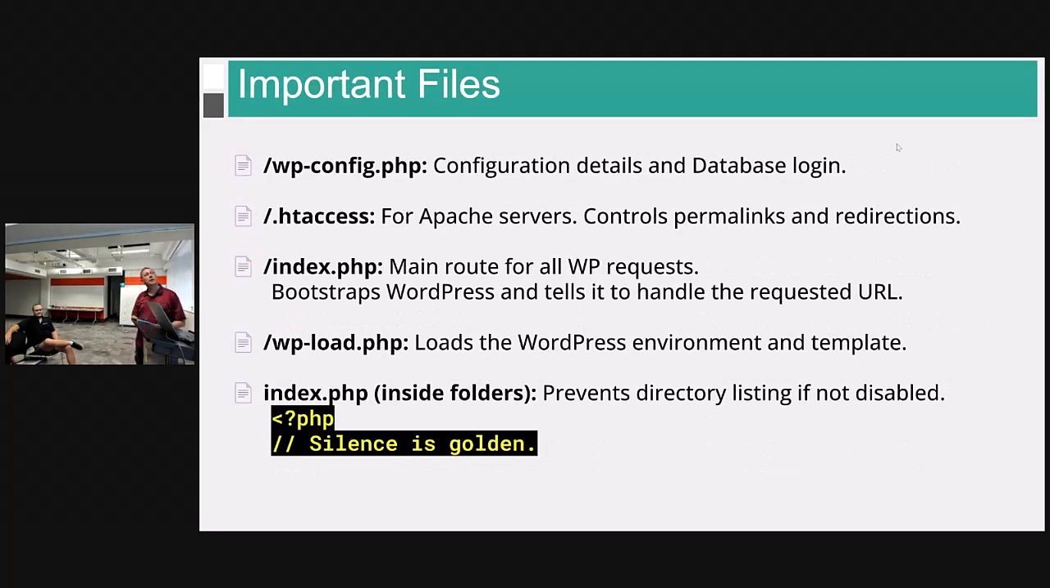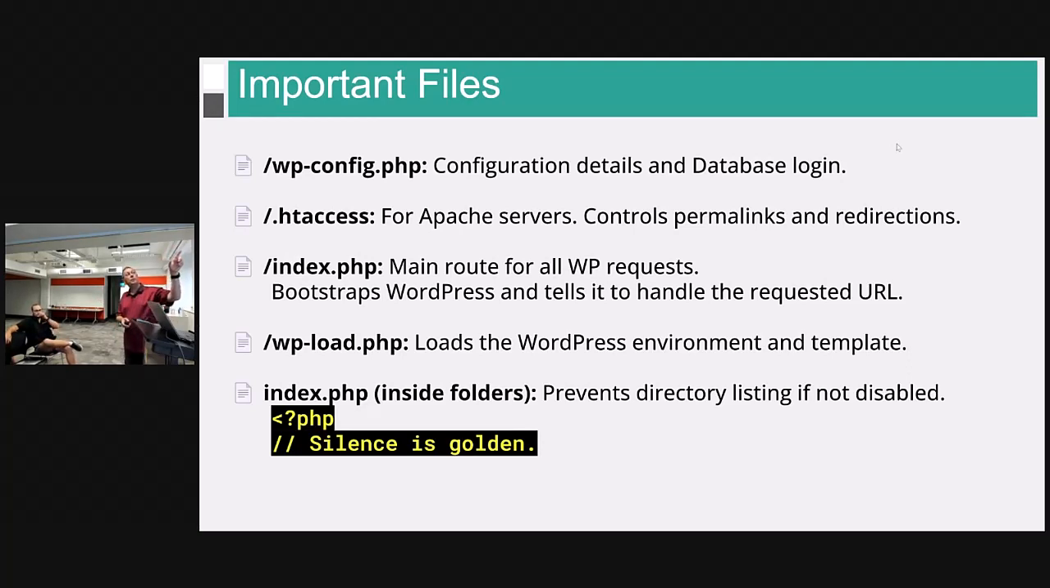Important files: we just talked about wp-config. If you see a slash at the beginning, that means it's at the top level directory, so you always find that at the top level. There are other important ones. You might find a .htaccess, which is just for Apache servers, and it controls permalinks and redirections, so to have your nice fancy names, there'll be the .htaccess for Apache.